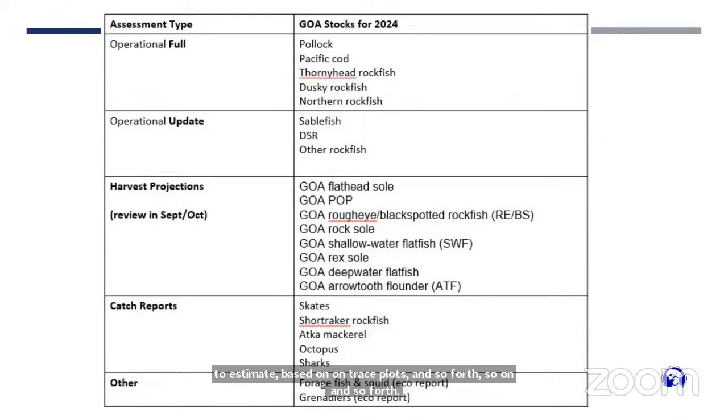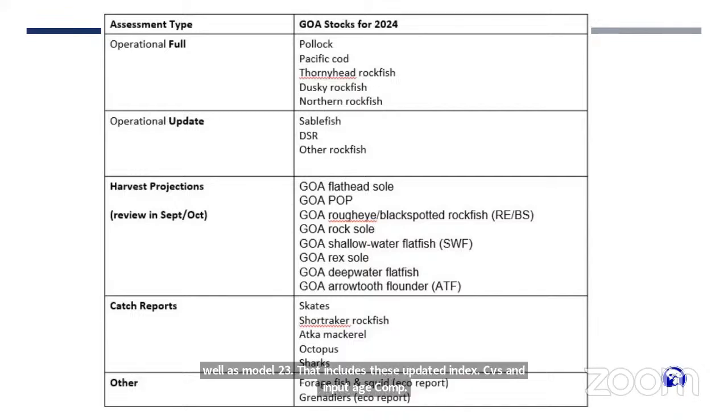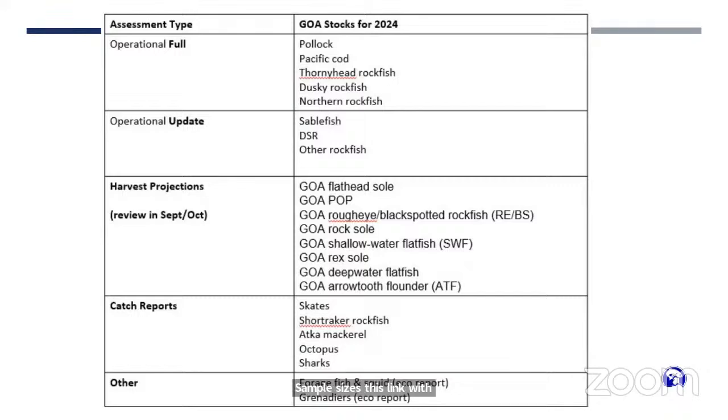So in general, I think the SSC should support the groundfish plan team recommendation for the status quo model number 23, as well as model 23D that includes these updated index CVs and input age comp sample sizes, this link with proportion mature, as well as the removal of the age 1 and age 2 indices and the replacement of Francis reweighting with the Dirichlet multinomial likelihood.